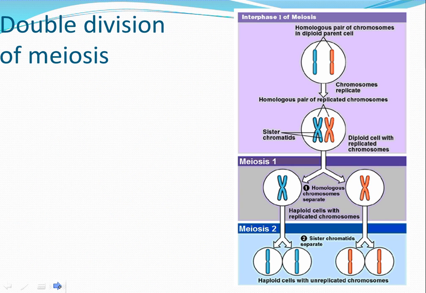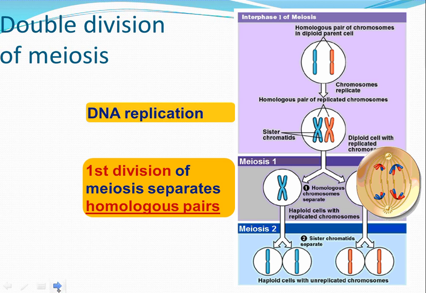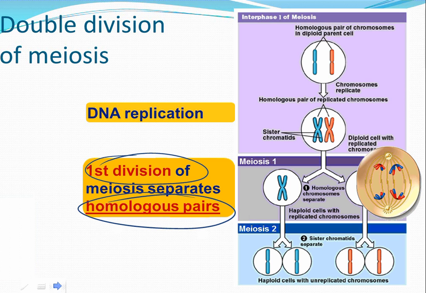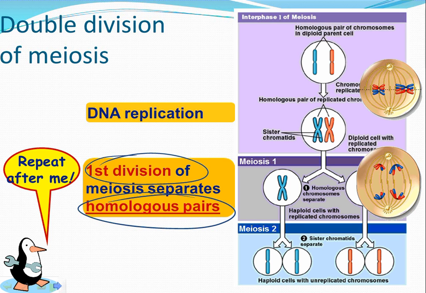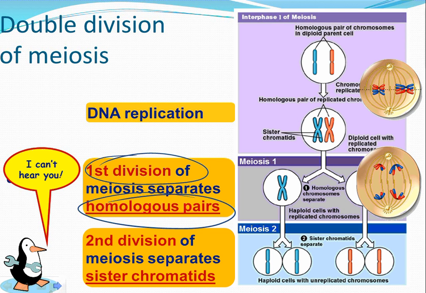So what you really get is that double division happening. You get the DNA, and that first division of meiosis is separating those homologous pairs. And then in the second division, this is when you have those sister chromatids being separated.